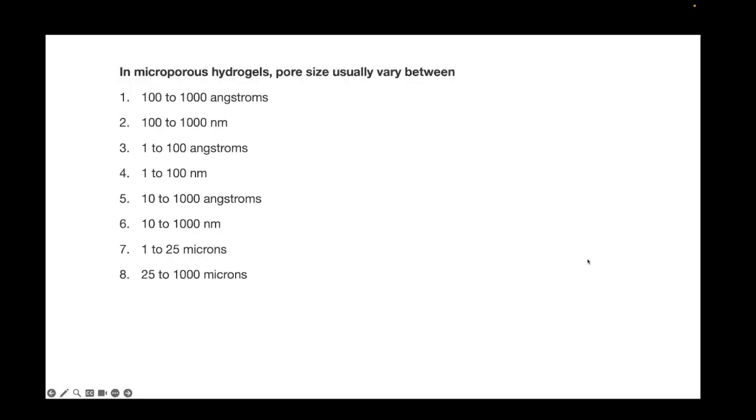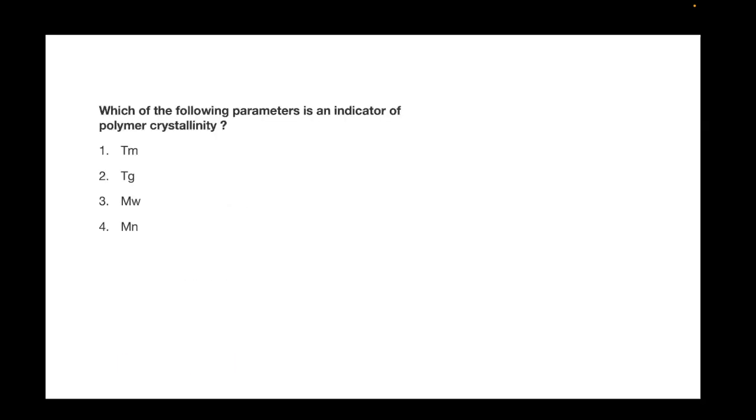Yes, all of you are correct. The correct answer here would be option 1, 100 to 1000 angstroms. And this 100 to 1000 angstroms basically is 10 to 100 nanometers. So in microporous hydrogels, the pore size usually varies between this size range.